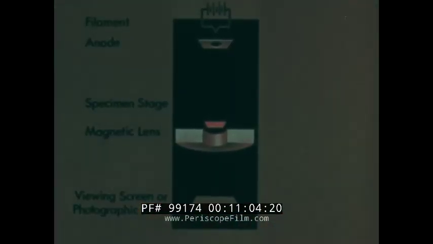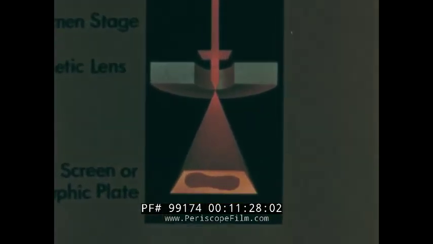In the conventional electron microscope, the image is formed by passing a beam of electrons through the specimen and then using magnetic fields as lenses to focus the electrons. The magnified image is visible on a fluorescent screen, or the electrons may be allowed to fall directly onto a photographic plate. Magnification of up to 200,000 times is common.